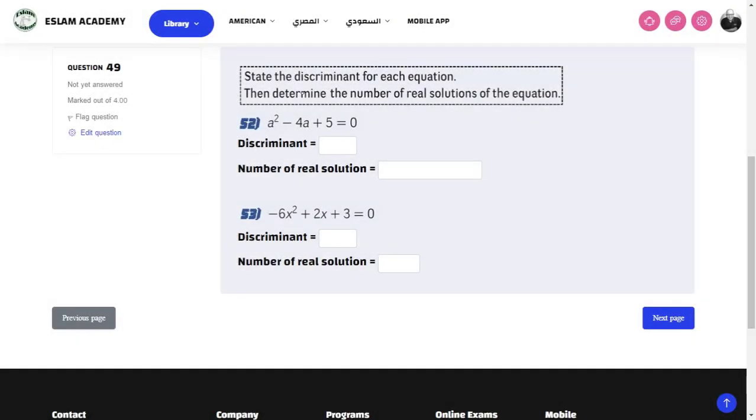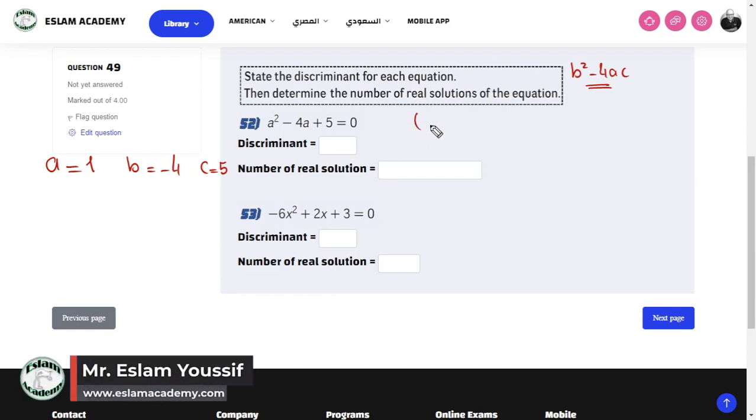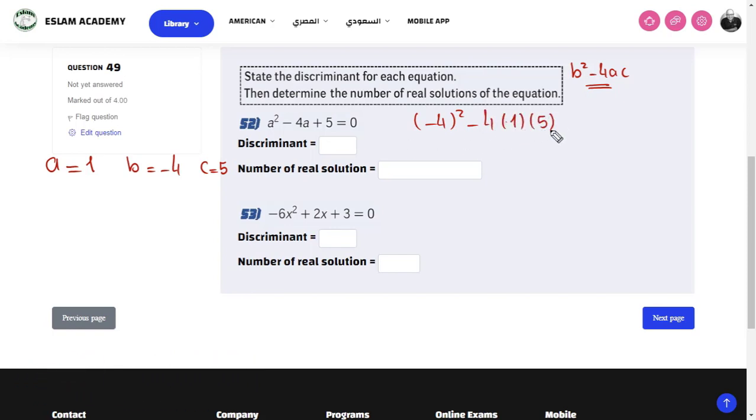In this problem, we need to state the discriminant, then find the number of solutions. The discriminant is defined by b² minus 4ac. To find the discriminant, at first we need to find the value of a, which is the coefficient of a², equal to 1, and b is the coefficient of a, which is negative 4. c is equal to 5. Now by finding the value of the discriminant, which is b² minus 4ac, by using substitution: b, which is negative 4, to the power 2 minus 4 multiplied by a, which equals 1, multiplied by c, which equals 5.